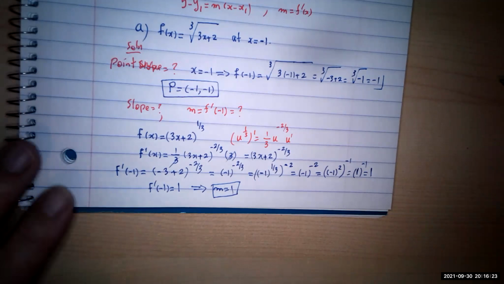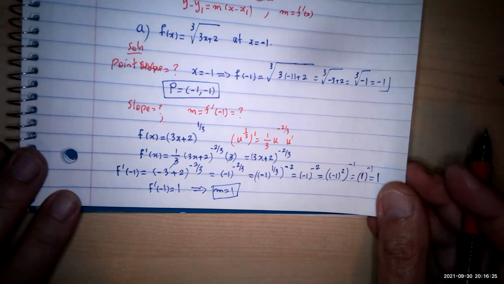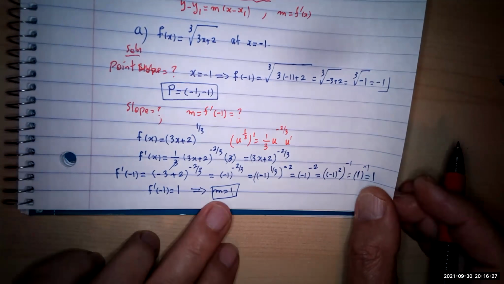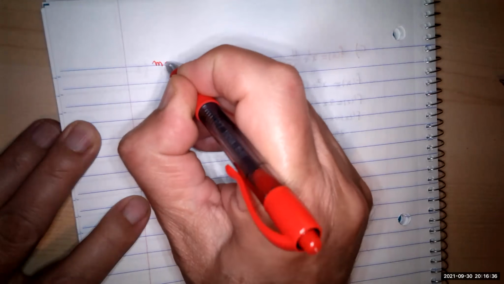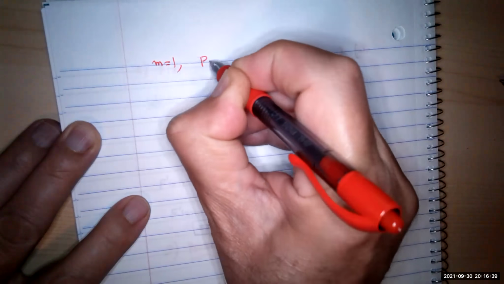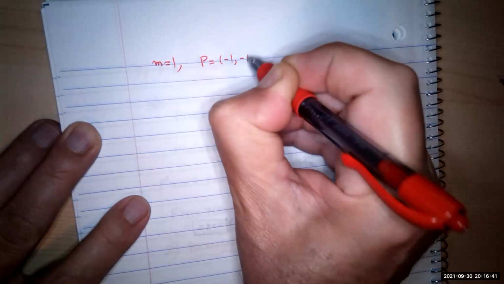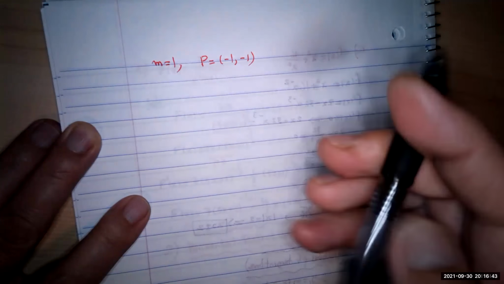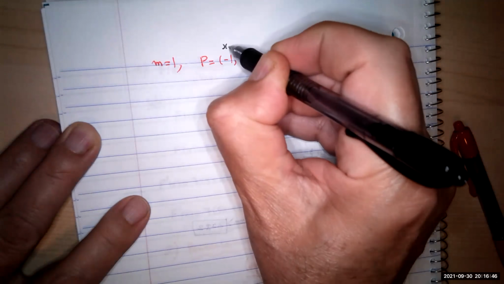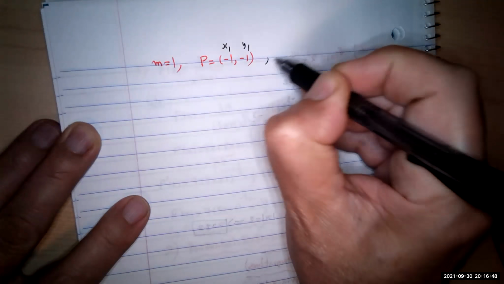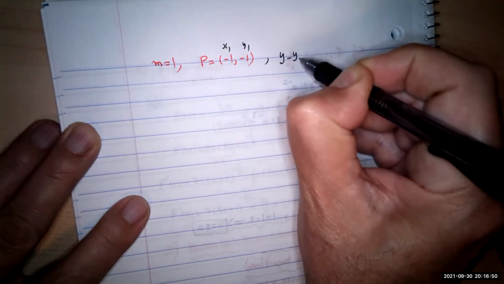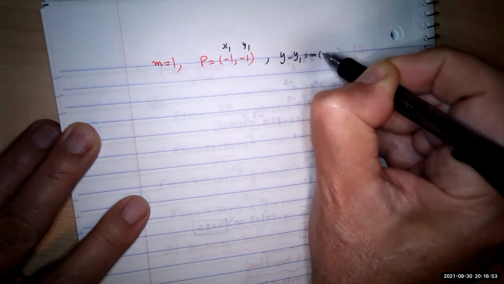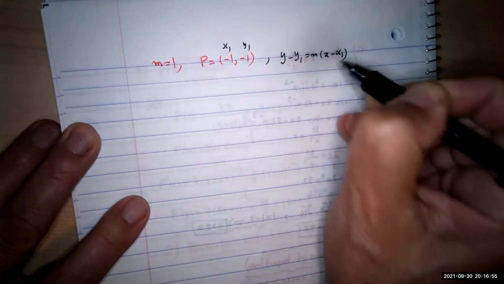Okay, so you're not done. Now we need the equation of the line. So I'm going to go to the next page and get it. M is 1, P is (-1, -1). M is equal to 1, and the point P is (-1, -1). Now we are ready to give you the equation of a tangent line. This is x1 and y1, and this is your formula: y minus y1 equals m times x minus x1.